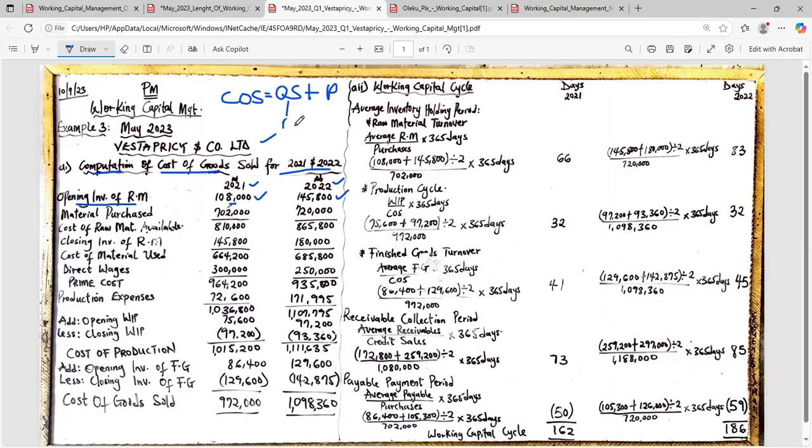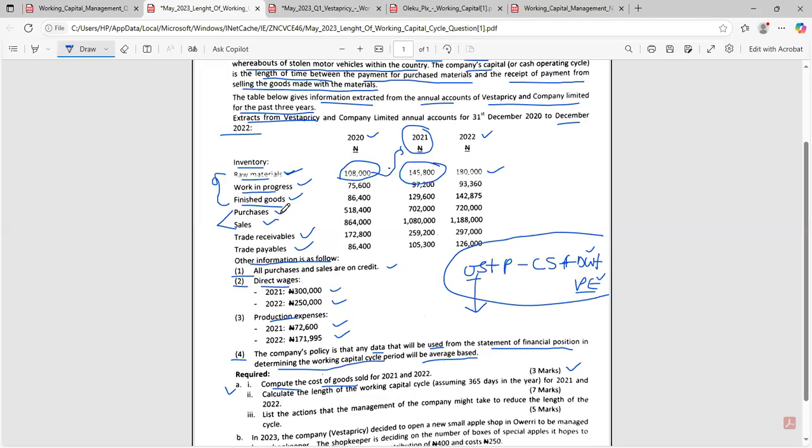Somebody may be thinking, why don't you just move to the next one, opening stock of work in progress, and then opening stock of finished goods? No, you cannot move like that. When you do the opening stock of raw material, you need to also calculate the purchases of that same raw material, because the purchases given in this question are not finished goods. A manufacturing company will buy raw material, while a trading company will buy finished goods. Since it is a manufacturing company, these purchases are purchases of raw material.